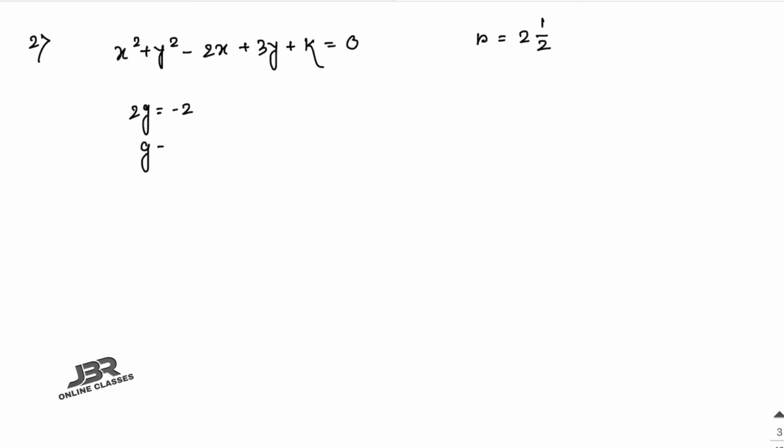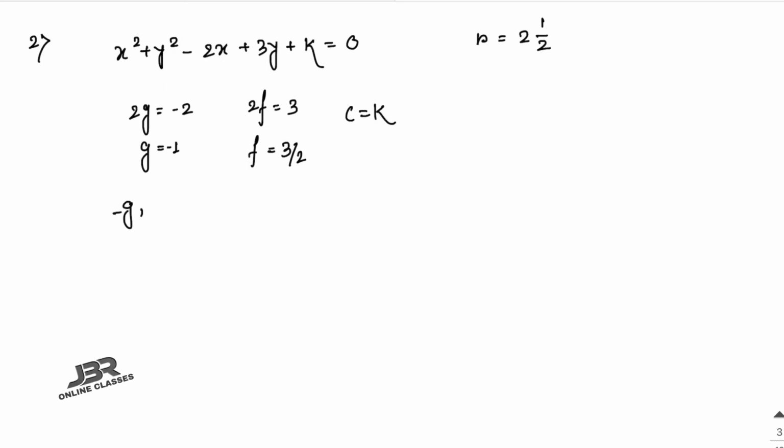Now next one, sum number 2. In sum number 2, the radius of the circle, here the equation x square plus y square minus 2x plus 3y plus k equal to 0 is here 2 whole 1 by 2. That means radius equal to 2 whole 1 by 2. So if you compare this equation with the general form, then here 2g equal to minus 2, that means g equal to here minus 1. Here 2f equal to 3, that means here f equal to 3 by 2, and here c equal to k.